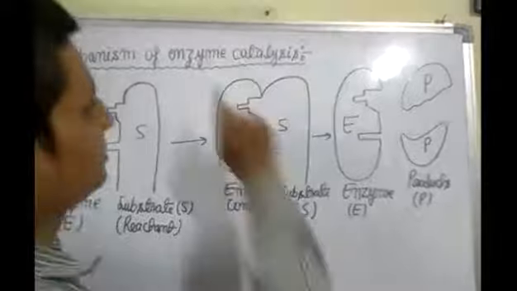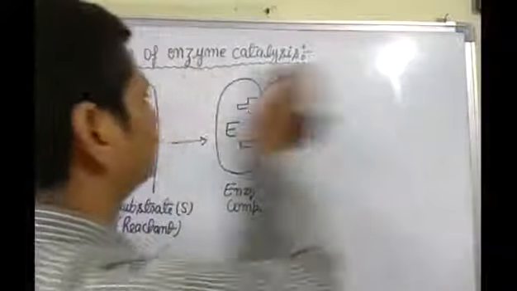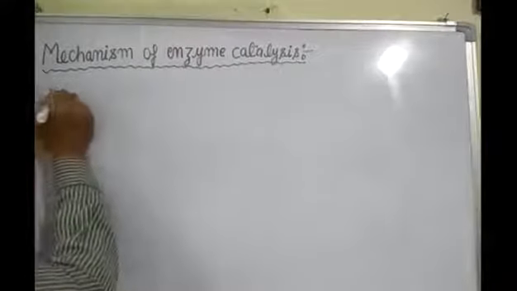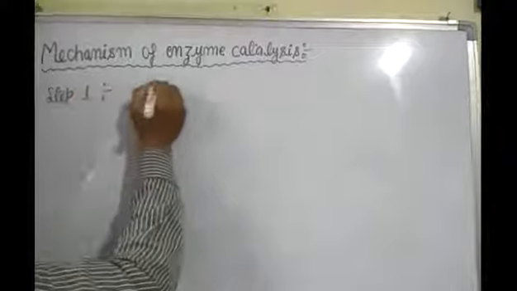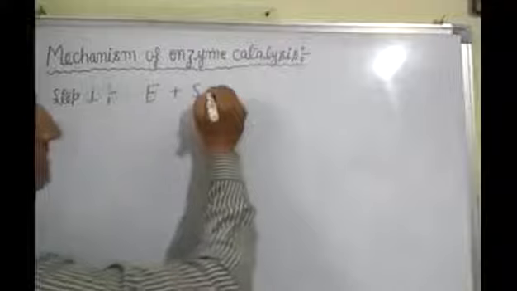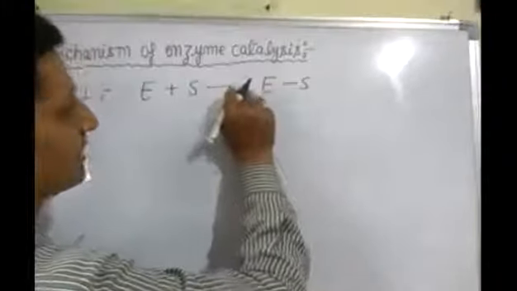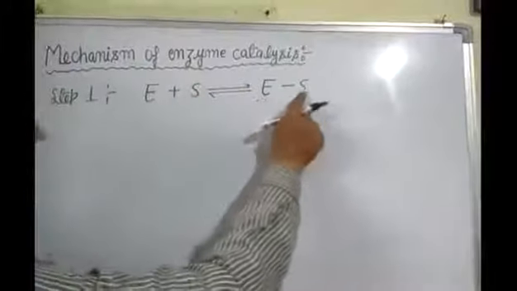So look here, the mechanism of enzyme catalysis involves 2 steps. Step 1, step 2. The first step I have just told you. Step 1 is binding of enzyme E to substrate S to form enzyme substrate complex.